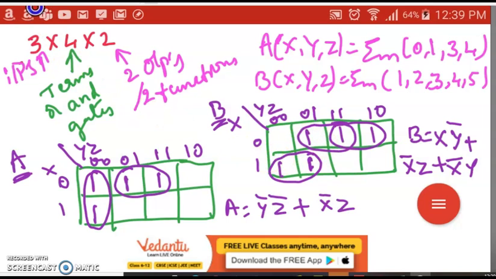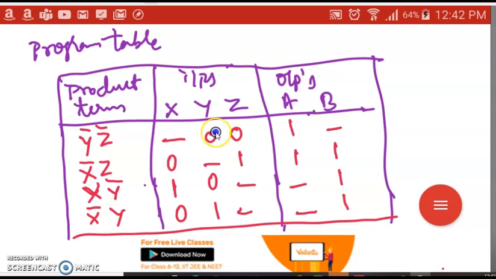Then we need to draw the circuit now. This is the program table for that. Y bar Z bar: 0, 0 in these locations, there is no X, and this term is there only in the function A, it's not there in B. X bar Z: X bar 0, Z 1, it's there in both A and B, put 1, 1 for this. X Y bar: X 1, Y bar 0, and there's no Z, it's there only in B, we put 1 for this. X bar Y: 0, 1, we put 1 for B, it's there only in B.